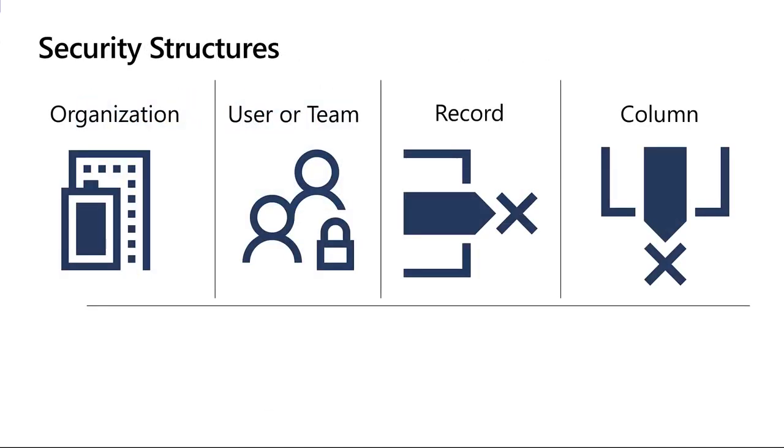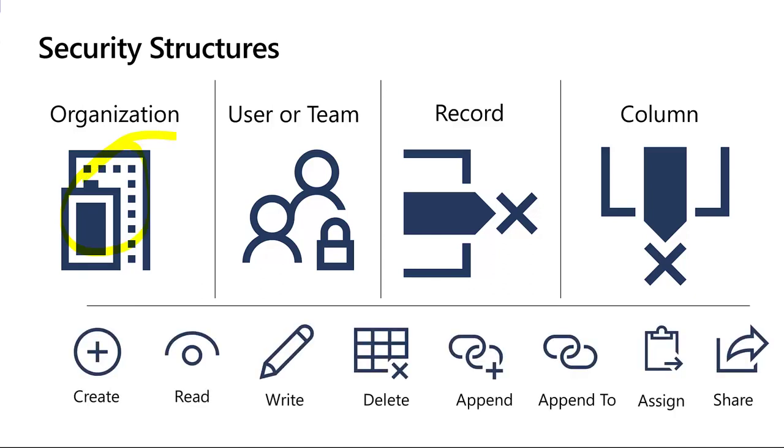Within the Common Data Service, we've got organization-owned records, and we'll talk about how those can be secured using the different controls on security roles. And that's these here: create, read, write, delete, append to, assign, and share. We'll show how, even though records are available across your organization, you can still secure them so different users or groups of users have different access to those, or more limited access.